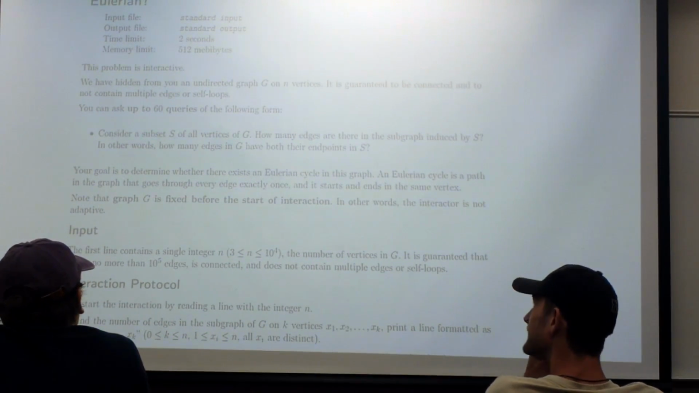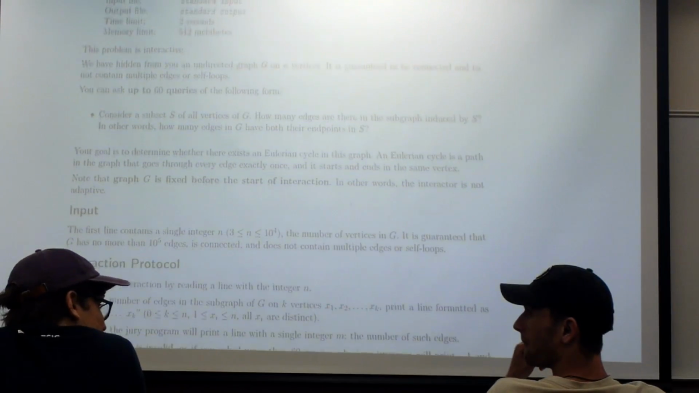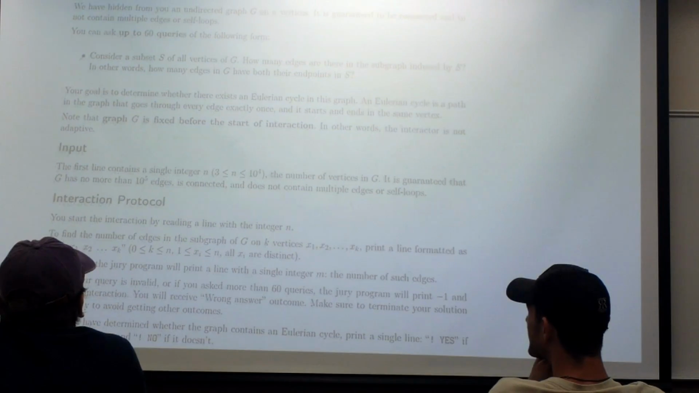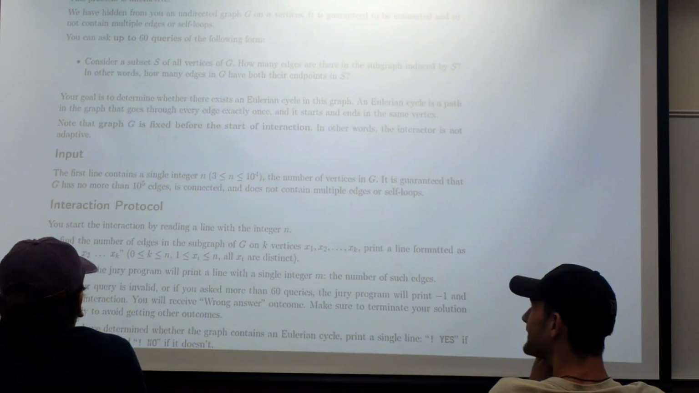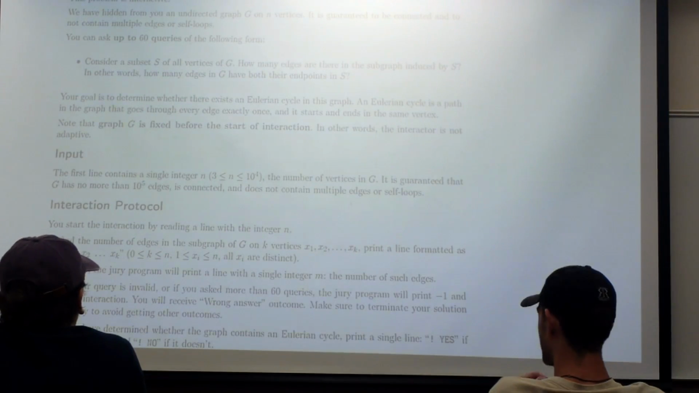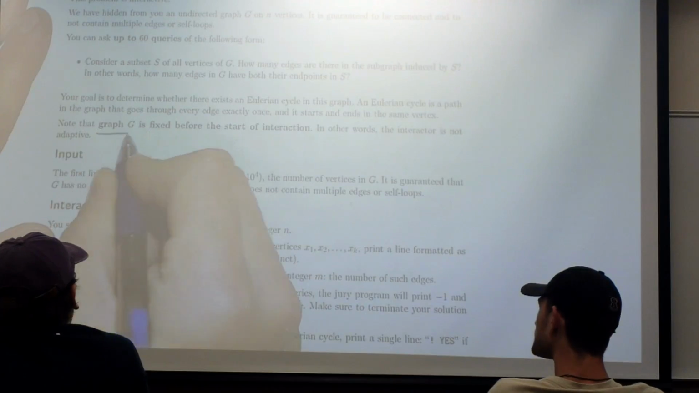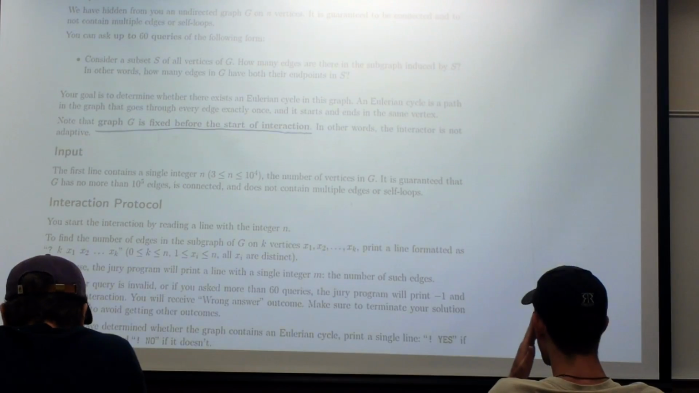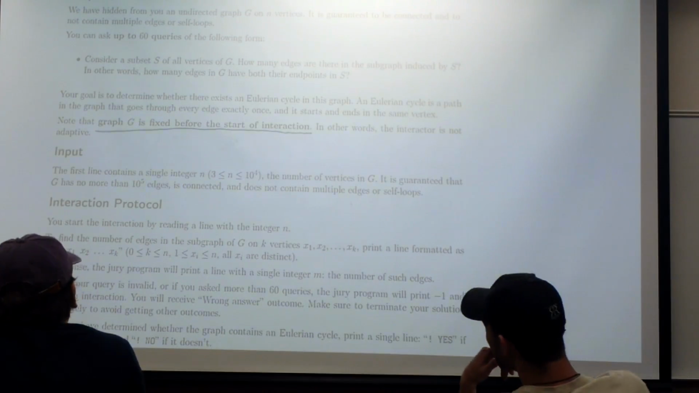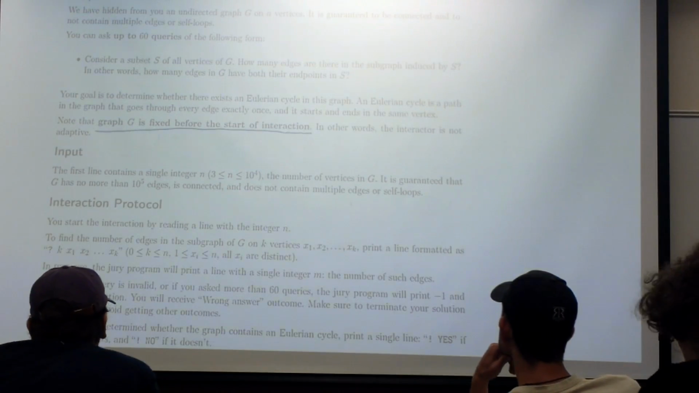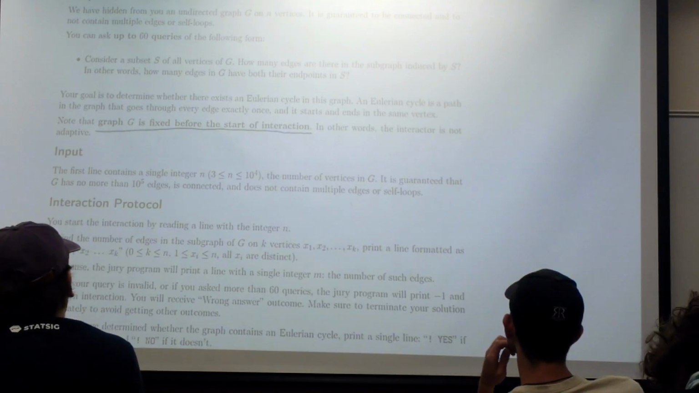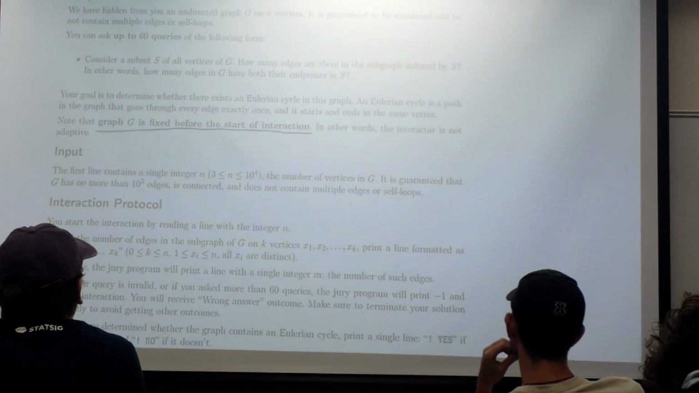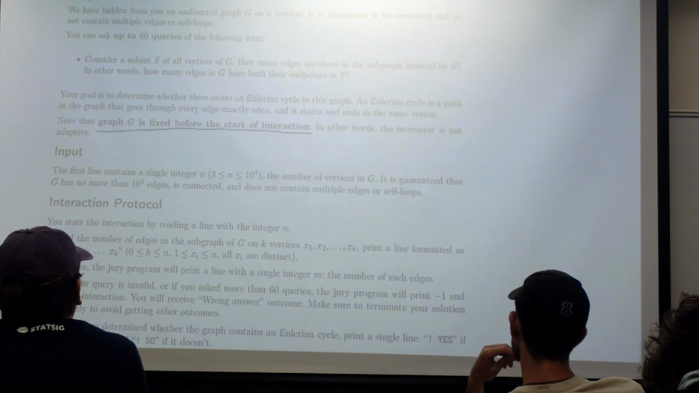Eulerian. So here we've got an interactive problem. This is another archetype of interactive problems, one where it's not adaptive, so the graph is fixed. The interactor has hidden in secret an undirected, simple graph. It's connected, with no multiple edges or self loops. Your goal is to figure out whether or not the graph is Eulerian.